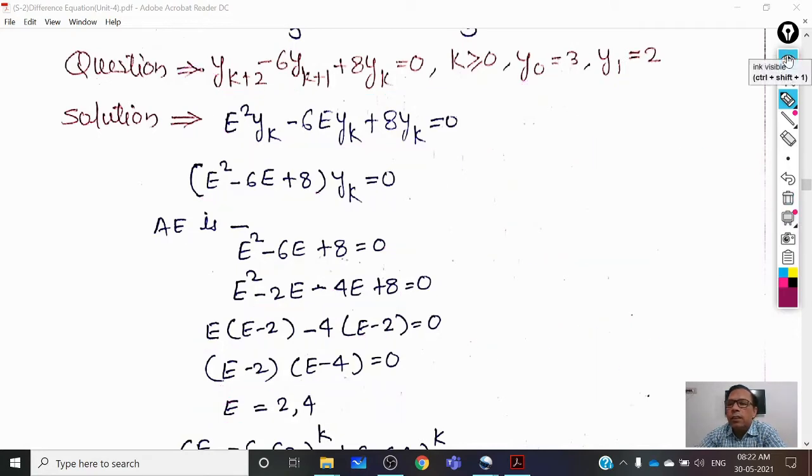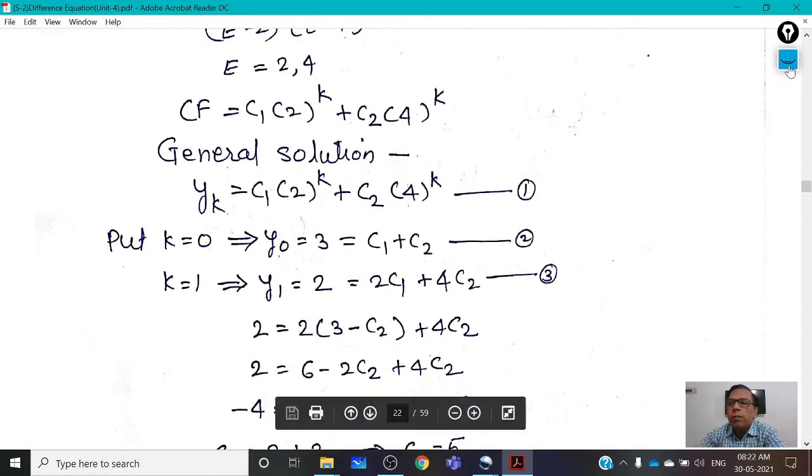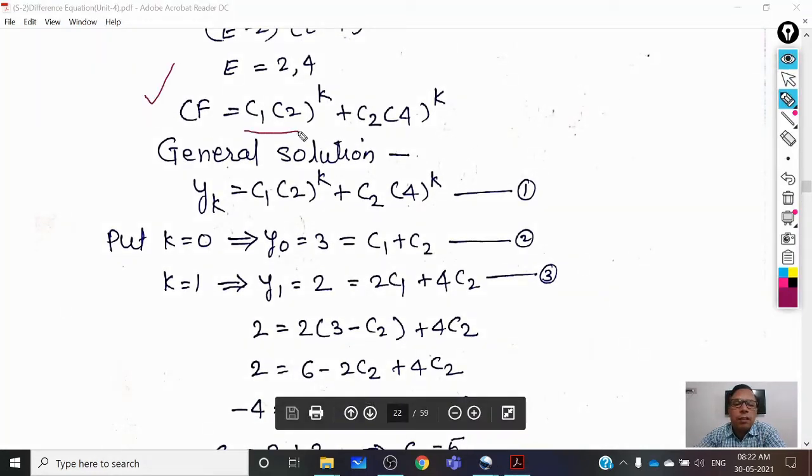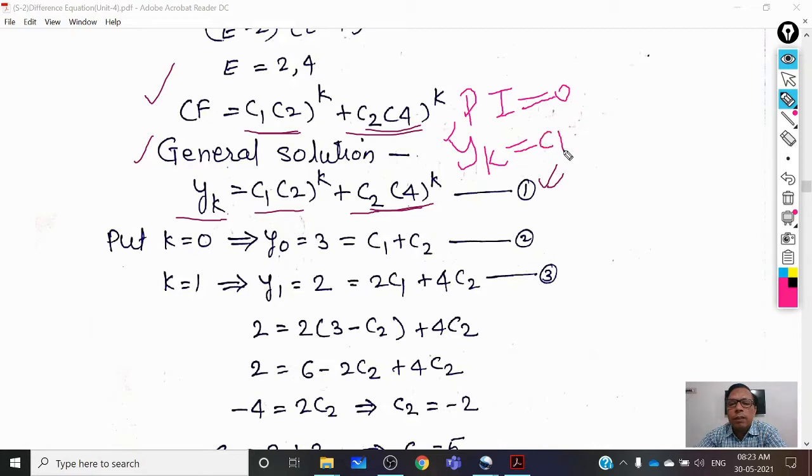So CF is C1 2^k + C2 4^k. So the general solution is y_k = C1 2^k + C2 4^k. Suppose that this is equation number 1. And please note that here PI = 0. Why? Because the right hand side is 0. So the general solution is given by y_k = CF + PI.